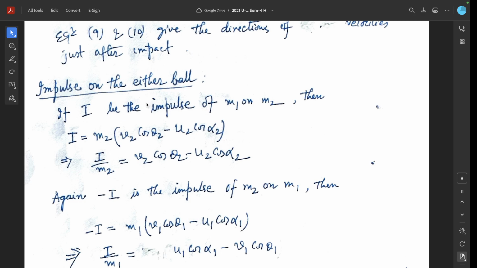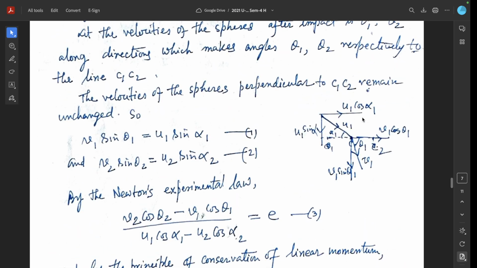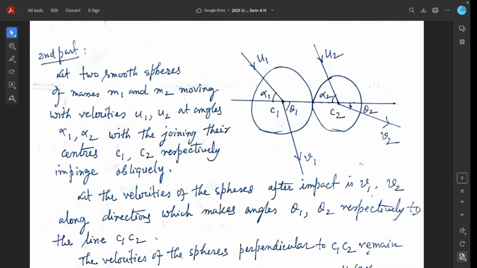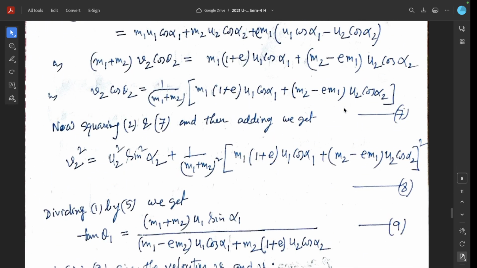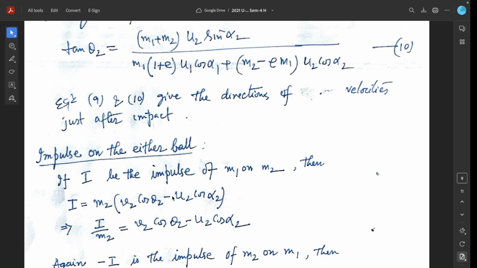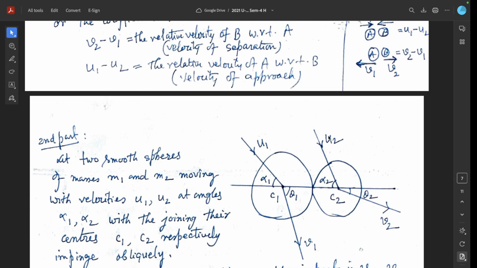Let I be the impulse of m1 on m2. Then I equal to m2 into bracket v2 cos theta 2 minus u2 cos alpha 2. Here v2 cos theta 2 is in this horizontal direction after impact for this second ball, and u2 cos alpha 2 is this u2 with this angle alpha 2.